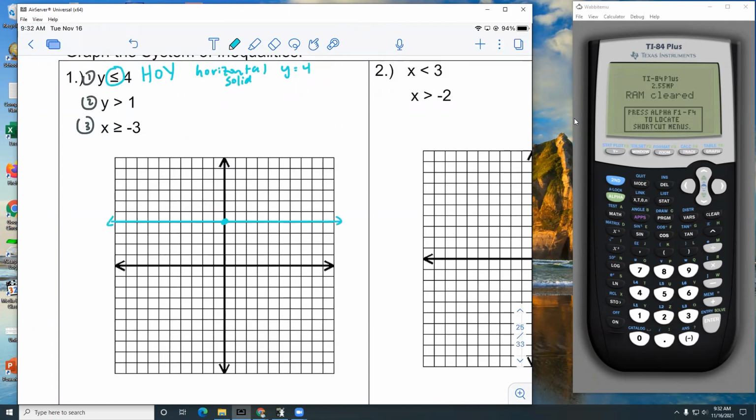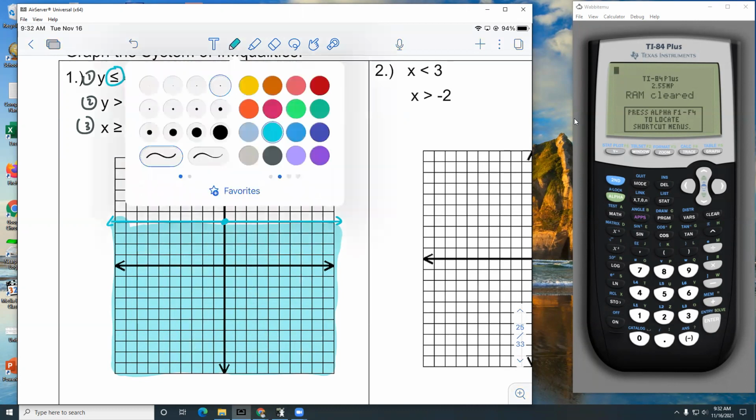All right, so now think about it's less than or equal to 4. So I want all the y values that are less than or equal to 4. So I'm going to shade below because below means that that's where all my y values are less than 4. Anything above 4, that will be greater than. So I'm shading below. All right, there's my shading. Let's look at the next one.